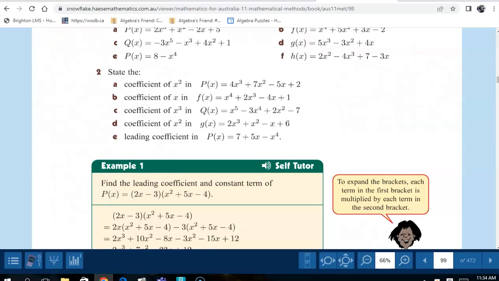State the coefficient of x squared. Do we really need to do this exercise? I don't think so. What is the coefficient of x squared? 7. What is the coefficient of, let's go with C, of x cubed? It's -3, so don't just say 3, -3. If you ever got a question like that in a test, rub your hands together and rejoice.